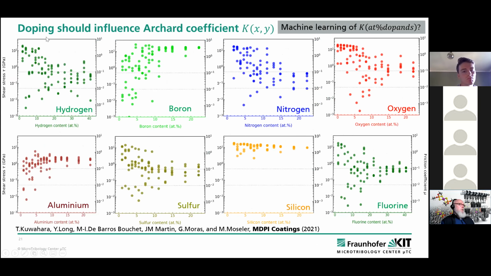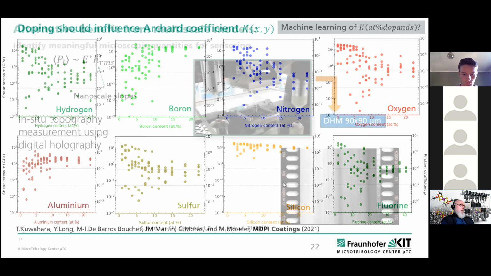So for instance, you could estimate the Archard coefficient in this model by doing some high-throughput quantum mechanical calculation of the shear stress in the DLC as a function of doping concentration, as it has been done here for these 5 elements. And in combination with some tribometer farm or something, you could have a machine-learned Archard coefficient as a function of the dopants. But of course, how to get the dopants and so on. So the sensing is kind of a difficult task here.